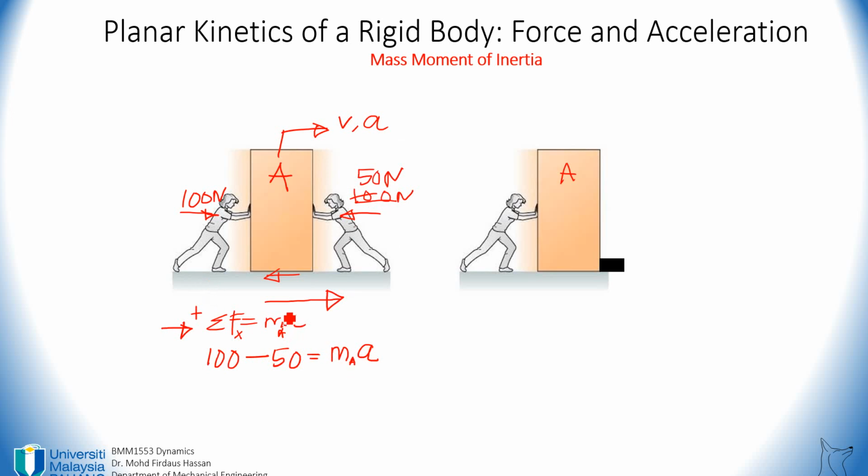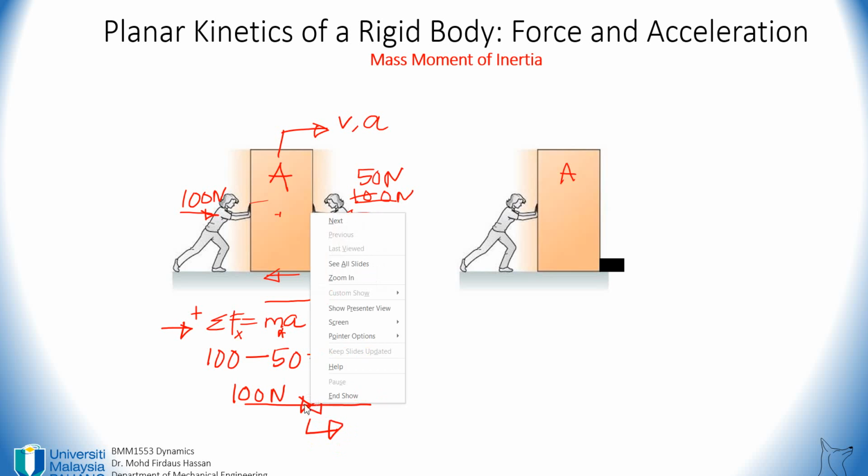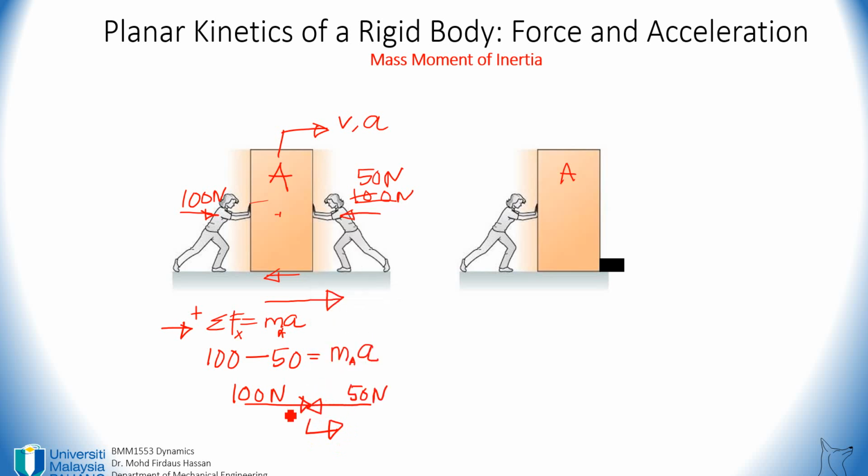Since it experiences a linear motion, we can say that the forces acting on this block A are concurrent forces, because the action of these two forces is in line or crosses the same point. These two forces act on the same point. So you have 100 Newton here, 50 Newton here. It will have a motion to the right, but since they act on the same point, it doesn't create any rotational motion.